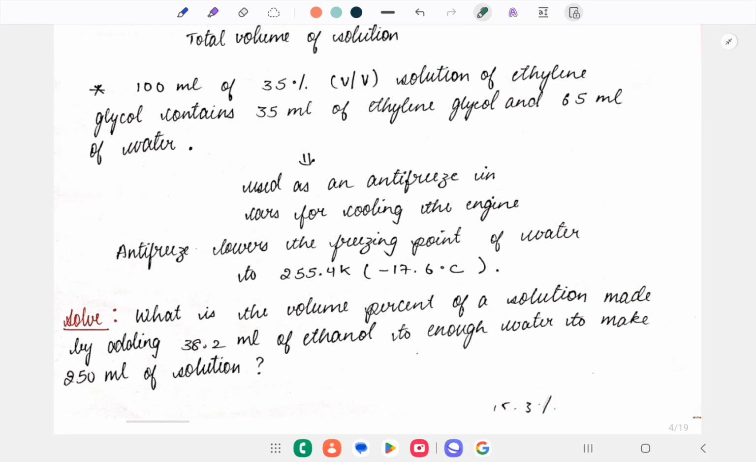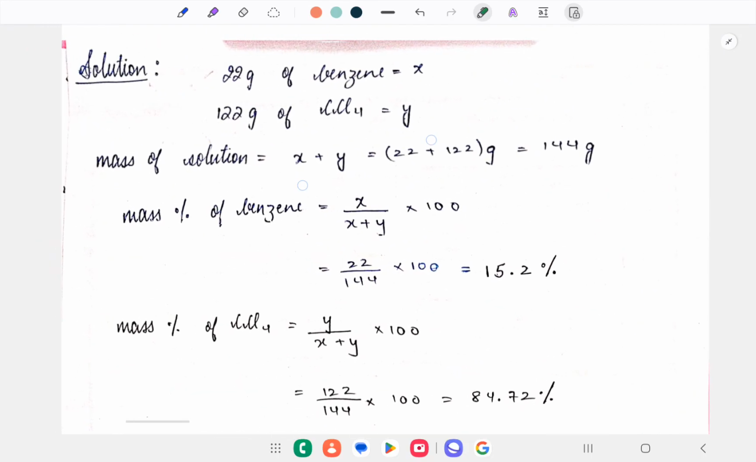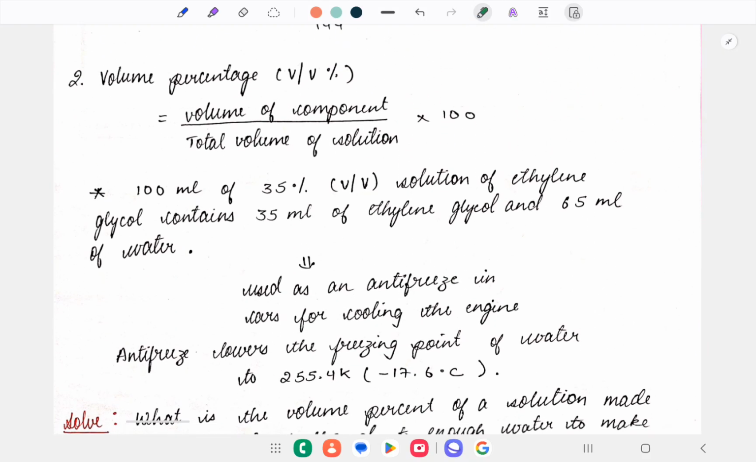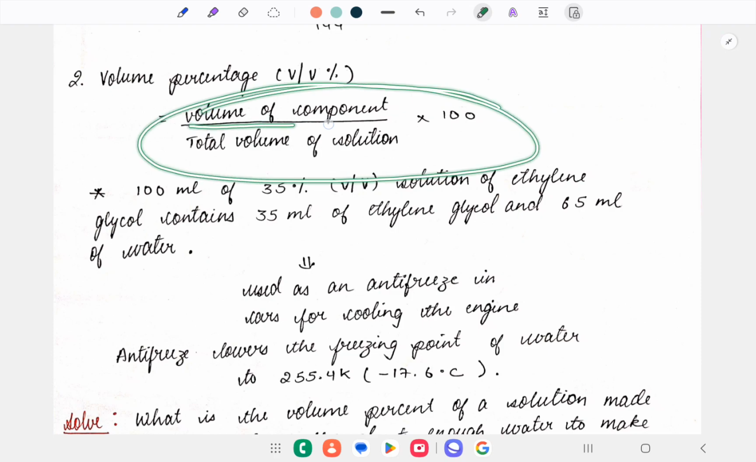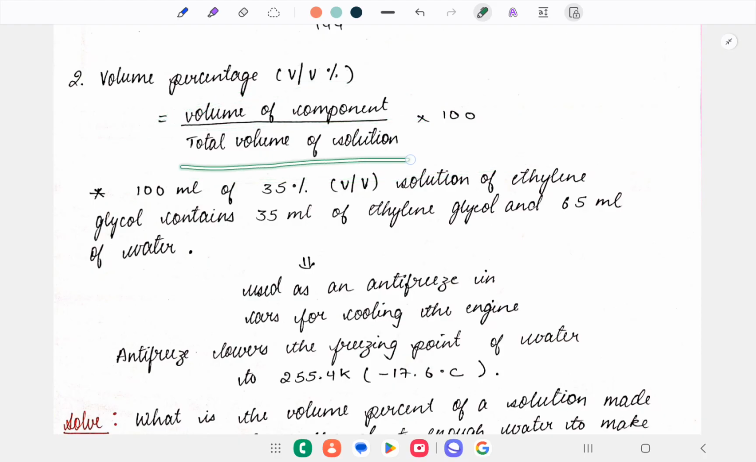Moving to the next concentration term, that is the volume percentage. In the same way, volume percentage is the volume of the component per 100 parts of the volume of the solution. So a basic formula is the volume of the component by total volume of the solution into 100.